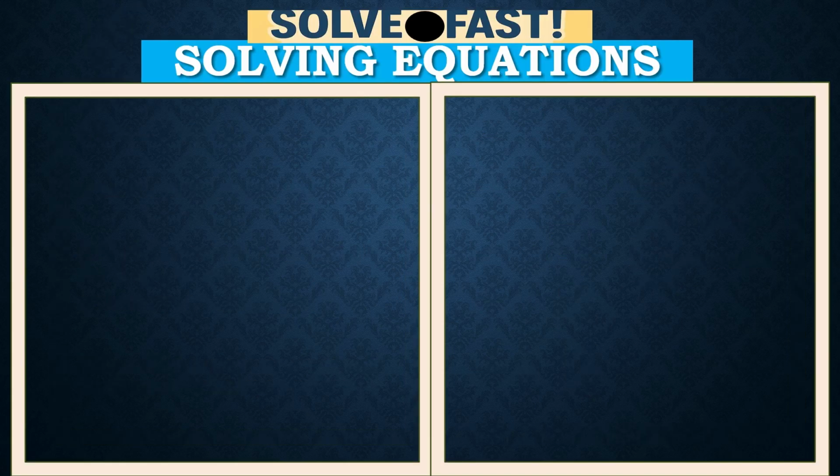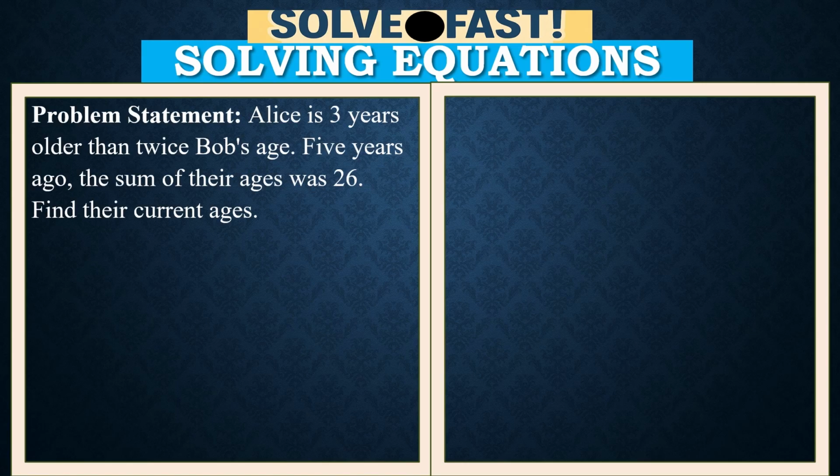Here is an age-related question which I am going to use for solving by both the methods, balancing method and transposition method. The question is, Alice is 3 years older than twice Bob's age. 5 years ago, the sum of their ages was 26. Find their current ages. In such questions, you have to suppose what is asked. But here there are two people, Alice and Bob.